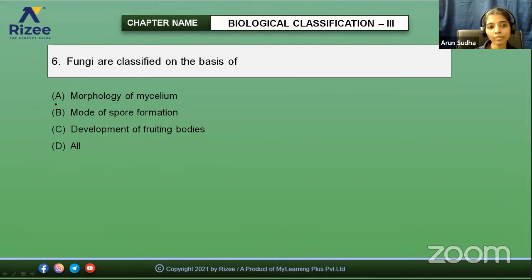Fungi are classified on the basis of morphology of mycelium, mode of spore formation, development of fruiting bodies, and all. Yes, Nandini, good. All. By all these modes only we are classifying. So that is the correct option. It's easy for you, no need to explain all this because we saw in detail about all these.